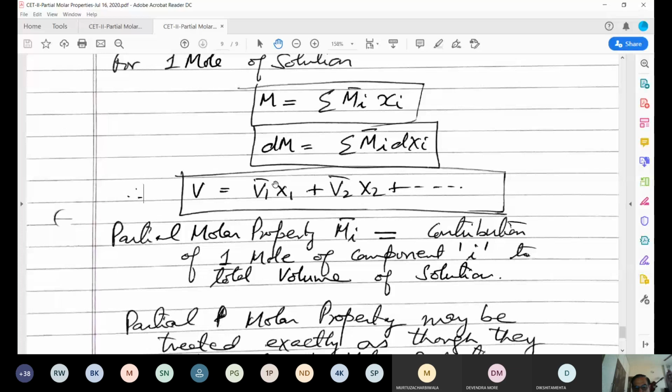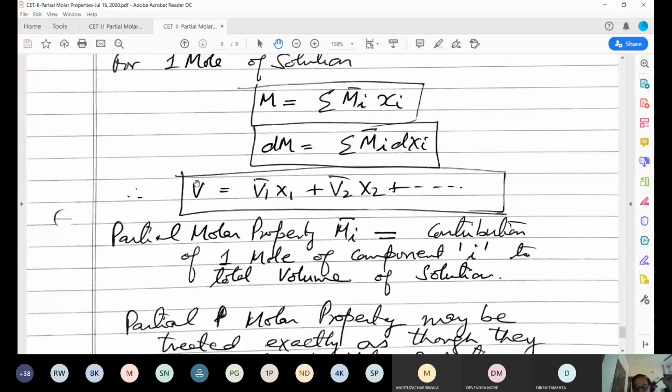समझा ना? This is partial molar volume of methanol into mole fraction of methanol plus partial molar volume of water into mole fraction of water, and this will give us V, which is molar volume of 30% methanol in water solution. It is not for methanol, it's not for water, it is for the solution which you are preparing. Understand?